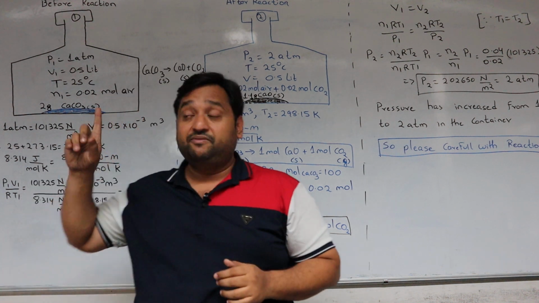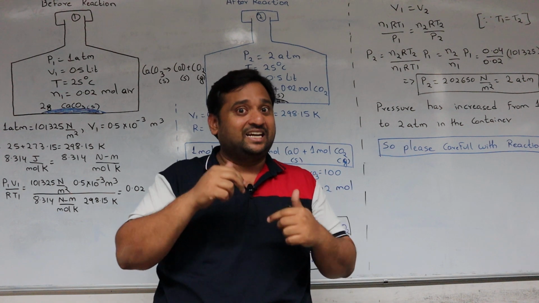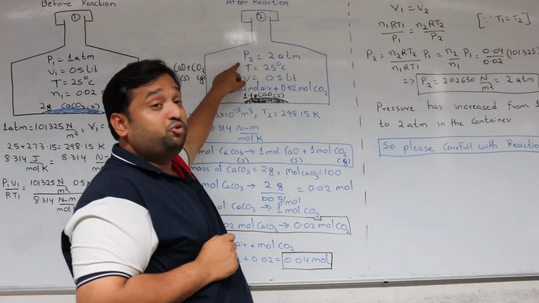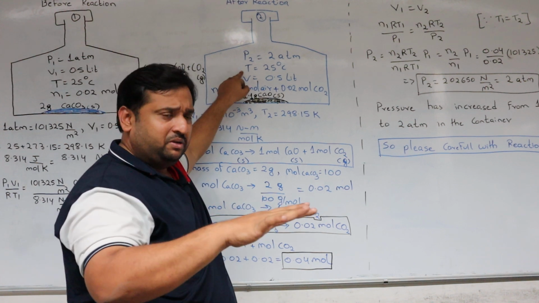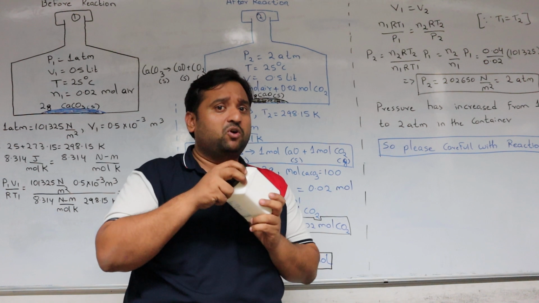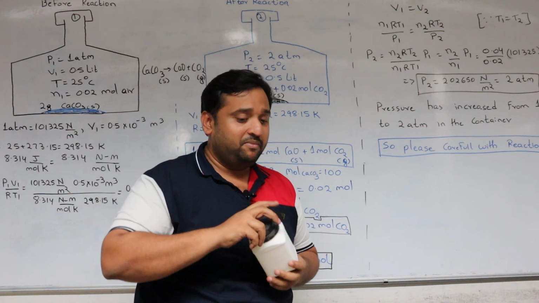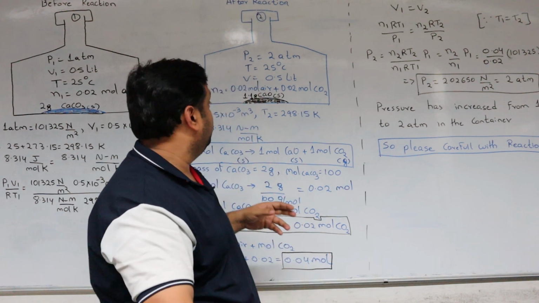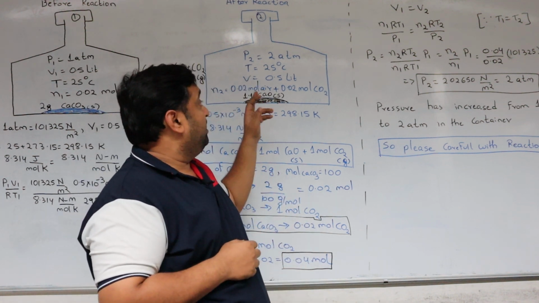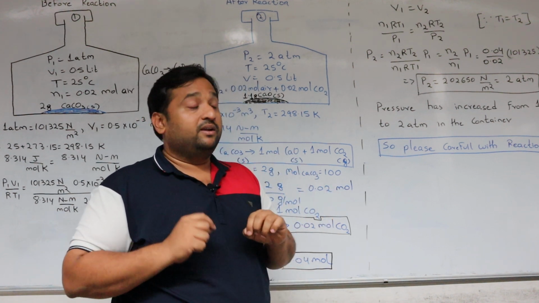That means if I start with 1 atmosphere, after the reaction the pressure inside the container has been raised to 2 atmosphere. The pressure is 2 atmosphere, the temperature is room temperature, and the volume of the bottle I am not changing. So initial volume and final volume remain the same. The thing is, I have closed it. And after the reaction CO2 will be produced, and along with the air, CO2 will be there.